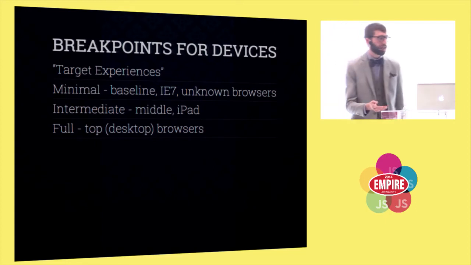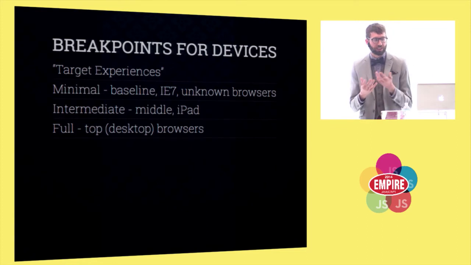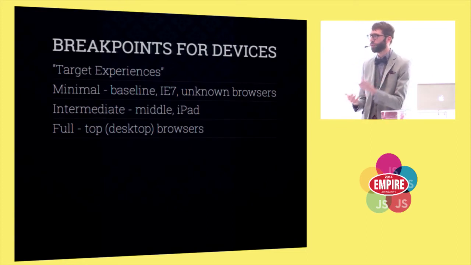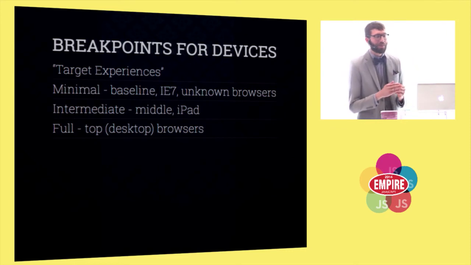We chose to have 3 target experiences, and the first is minimal. Minimal is, and these are labels, these are labels basically that are assigned to a request when the request comes in. And so minimal is the baseline. Minimal should be able to, you should be able to buy something. That's the baseline.